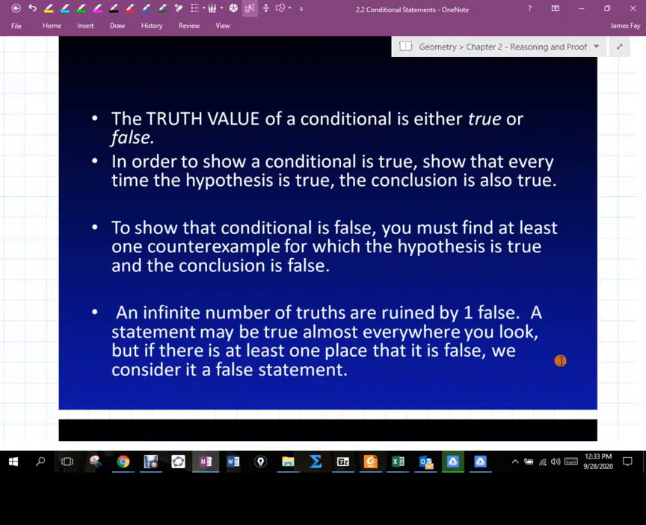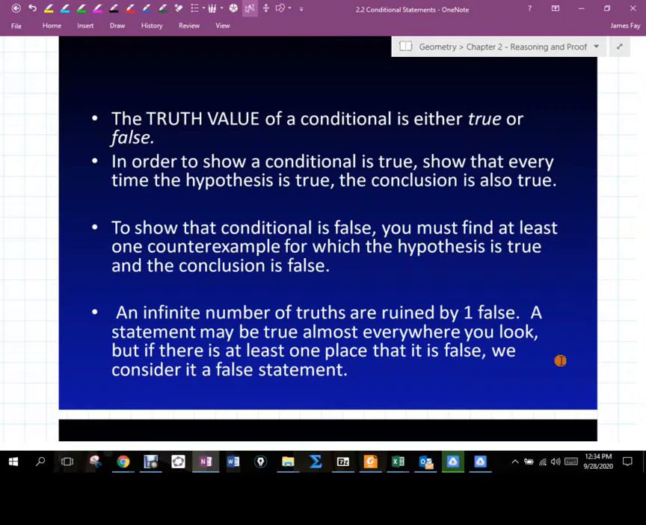It says in order to show a conditional is true, you need to show that every time the hypothesis is true, the conclusion is also true. So every single time that I see maybe that points A, B, and C are collinear, then I'm able to show every single time that AB plus BC equals AC. Or every single time that I see that two lines cross each other, then I need to be able to show that every single time that happens, they produce 1 point, or they intersect at 1 point.